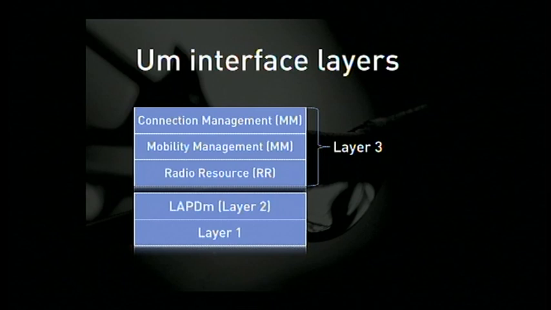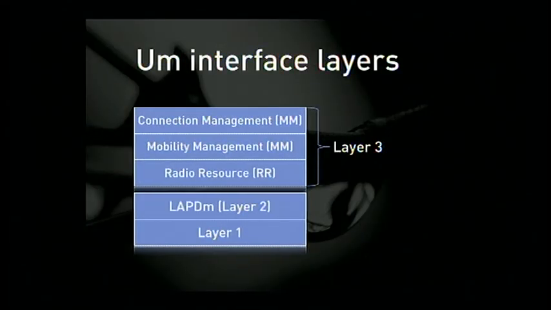So there are three layers on the baseband side that you usually have. There's layer one, which is the physical layer. Layer two, which is LAPDm. This is similar, basically, to Q.931 or LAPD in the ISDN world. And above that, you have layer three, which can be subdivided into three different sublayers, namely the radio resource layer, the mobility management layer, and the connection management layer. Actually, there should be a CM and not an MM on the top.